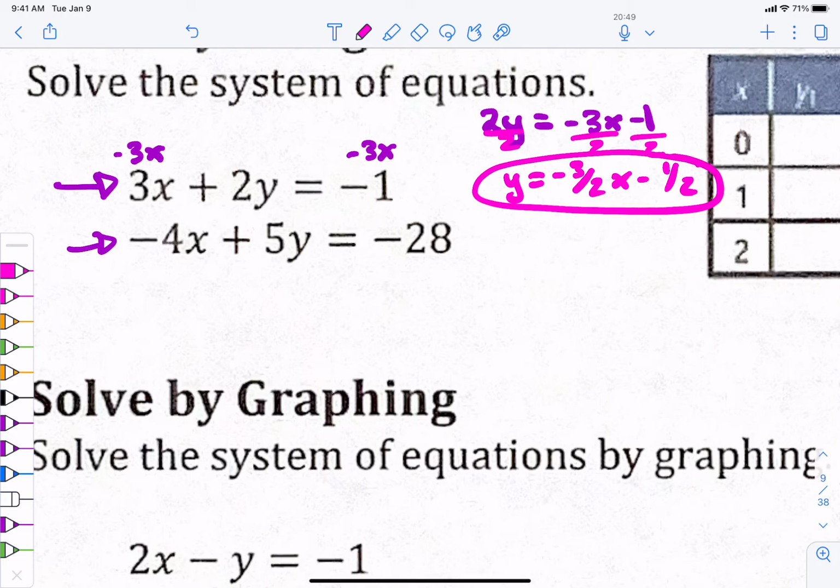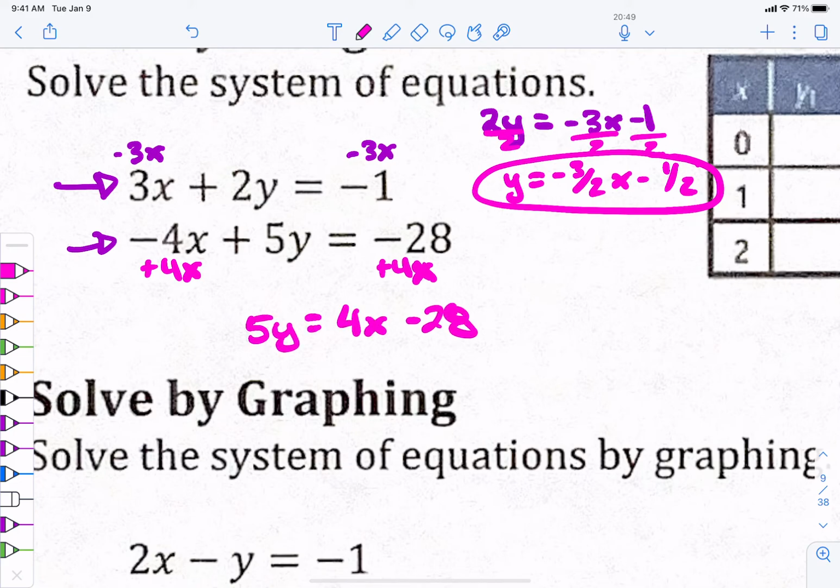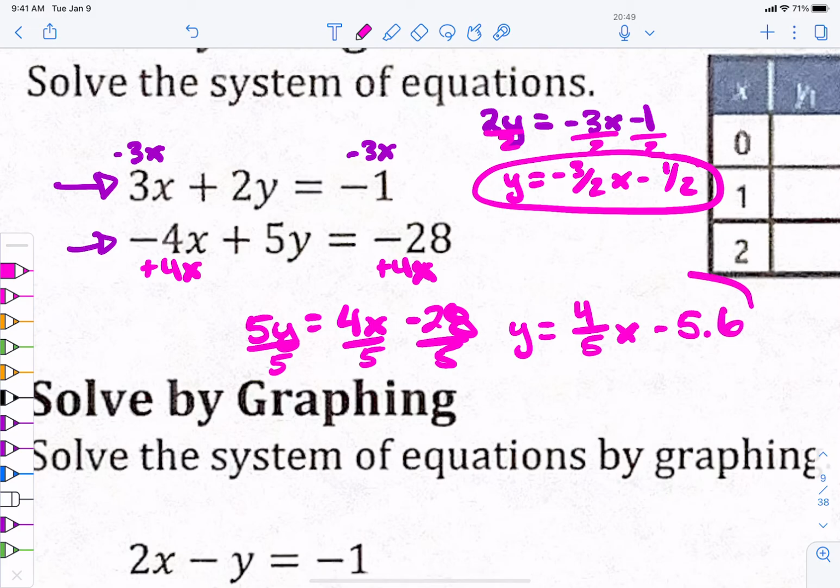Okay, next. This is going to be kind of ugly. Add the 4x over. 5y is equal to 4x minus 28. And then divide by 5. This is really not nice. Y equals 4 over 5 x, and then what's 28 divided by 5? 5.6, minus 5.6. We'll go with that.